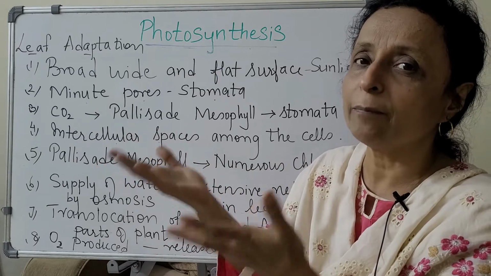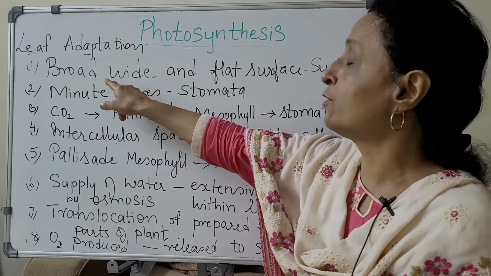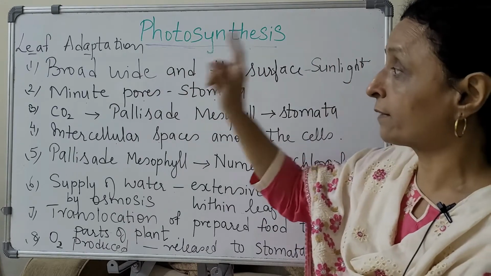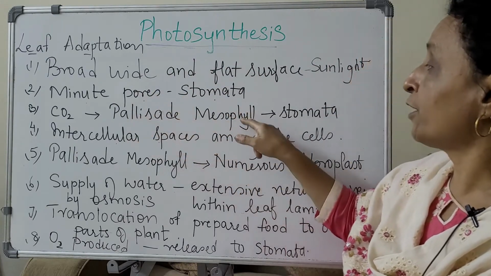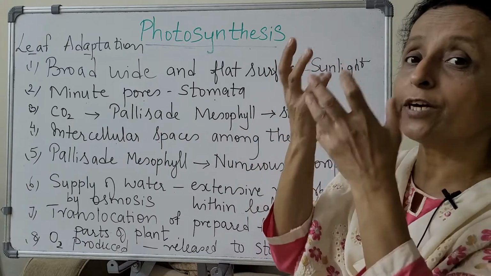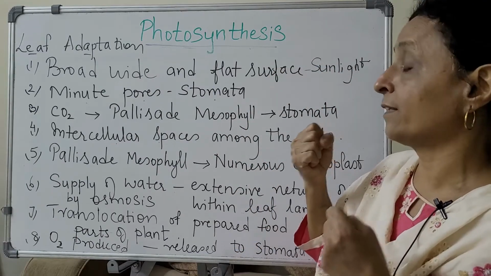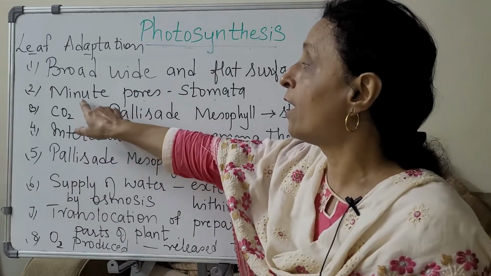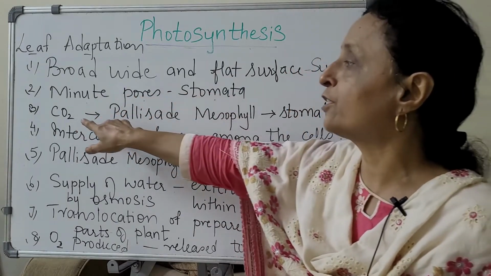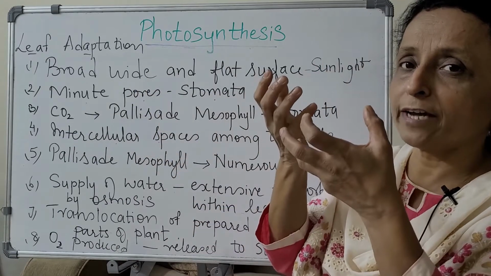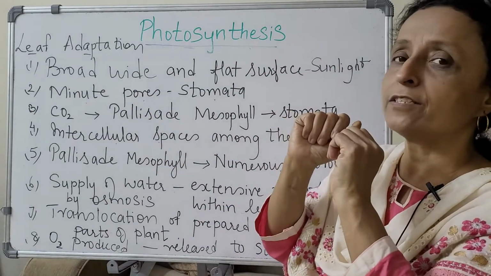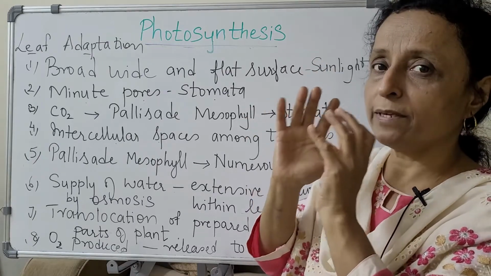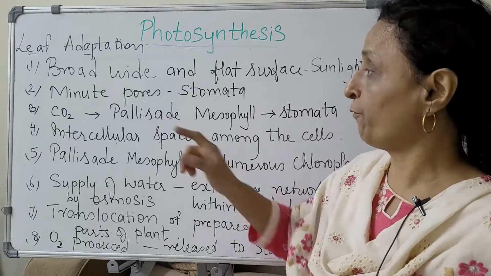So that is the adaptation of the leaf. It is broad, wide and flat surface to absorb sunlight. Now there are palisade mesophyll cells which absorb the sunlight. Now there are stomata, the minute pores, which take in the carbon dioxide, which comes to the palisade tissues, and then the synthesis takes place in the palisade mesophyll.